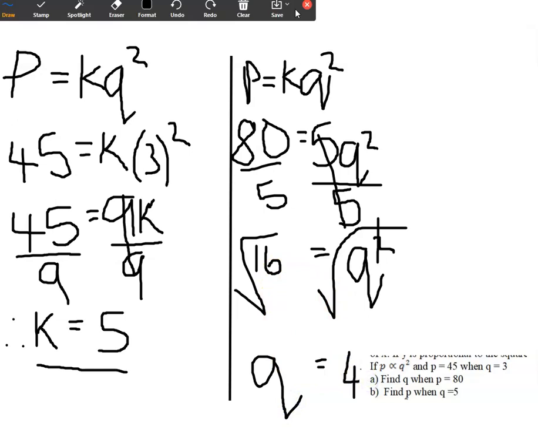And we always try to write our variable on the left hand side. So if you had 4 equals Q, you wouldn't be wrong, but it wouldn't look mathematically right.